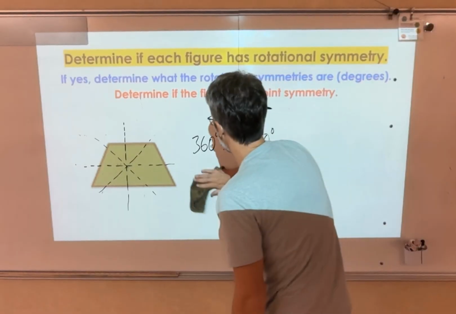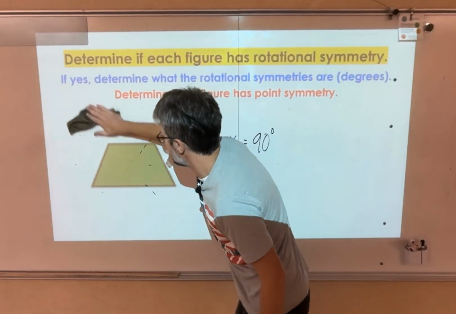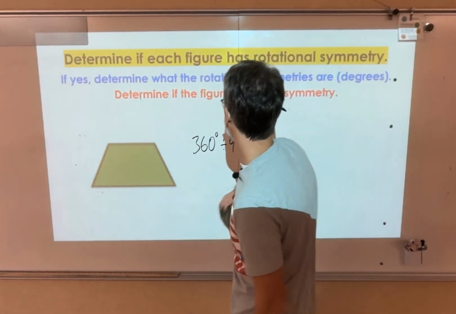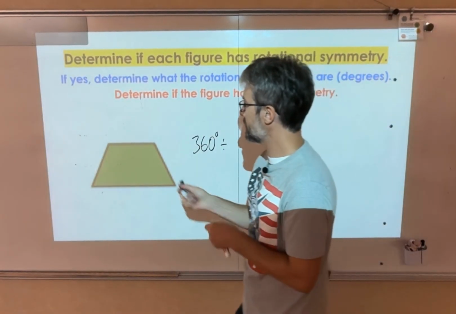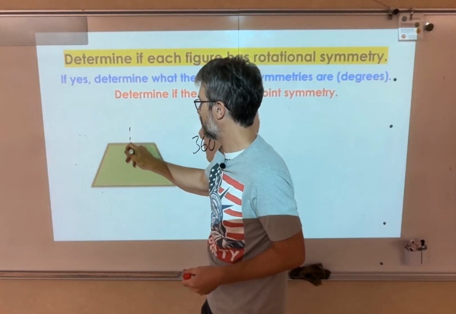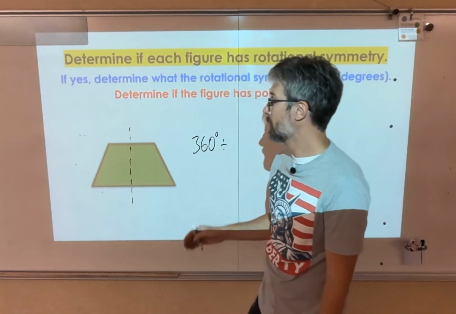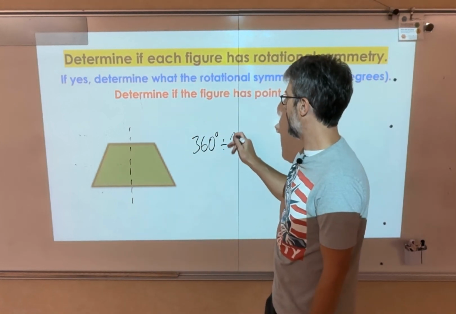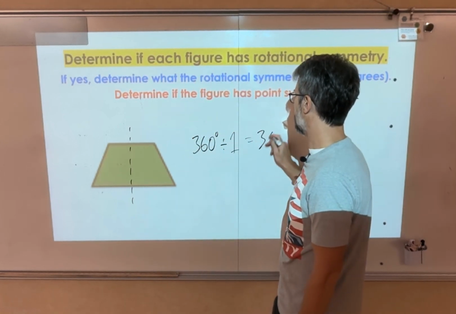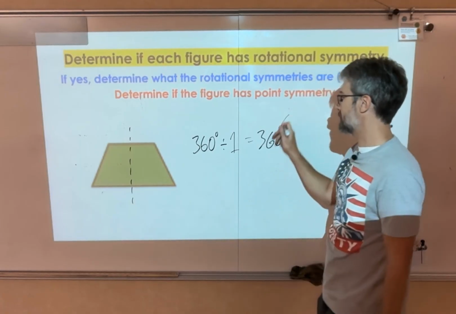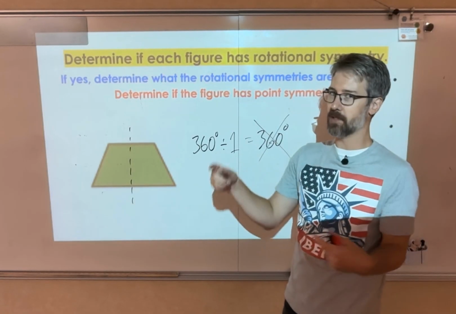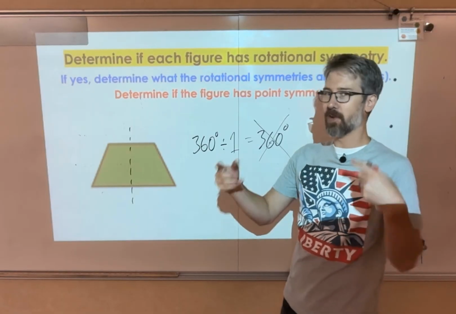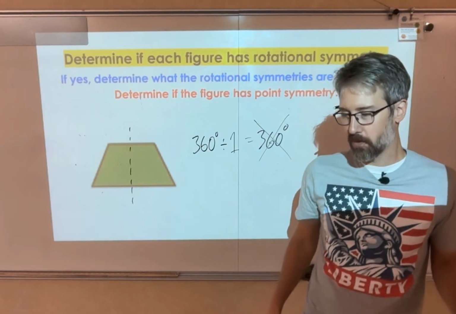Looking at this one, this does not have rotational symmetry, and here is why. It does have reflectional symmetry, but there's only 1 line of symmetry, meaning that 360 divided by 1 is 360 degrees. That does not count. It doesn't count for symmetry if you rotate 360 degrees, because everything has 360 degree rotational symmetry.